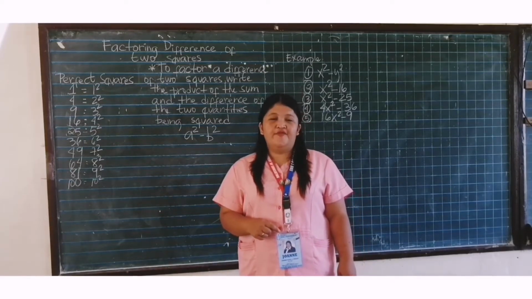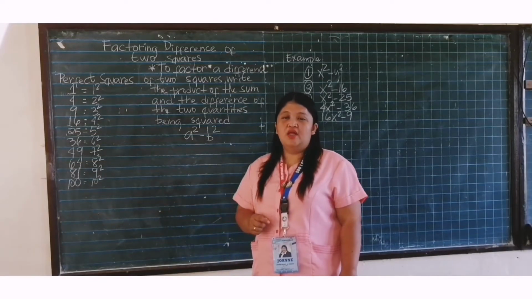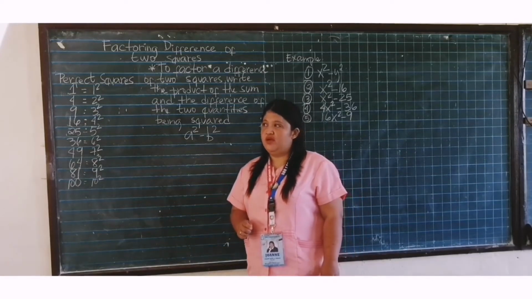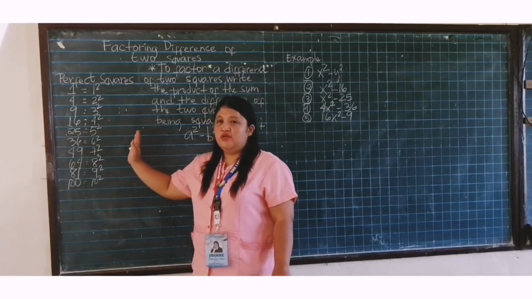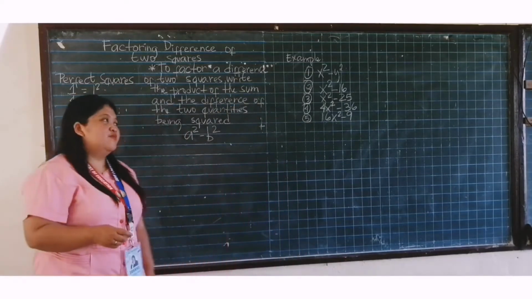using the factor of difference of two squares. Before we start, let us recall the numbers from 1 to 100 that are perfect squares. So it was listed here. We have 1 is equal to 1 squared, or we can write this as 1 times 1.